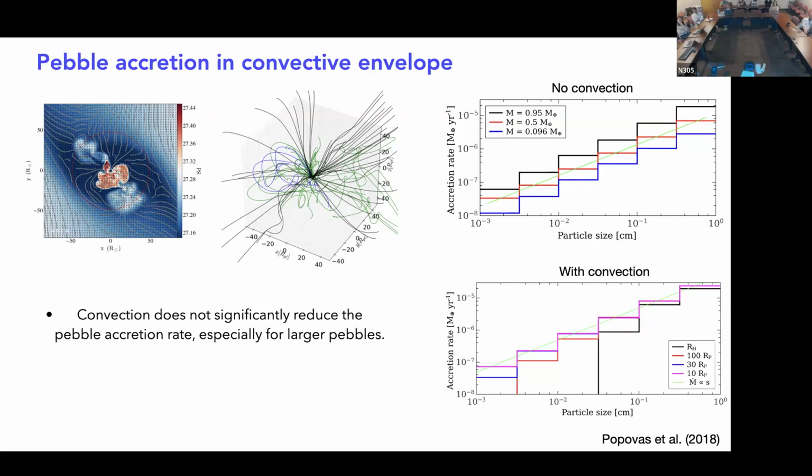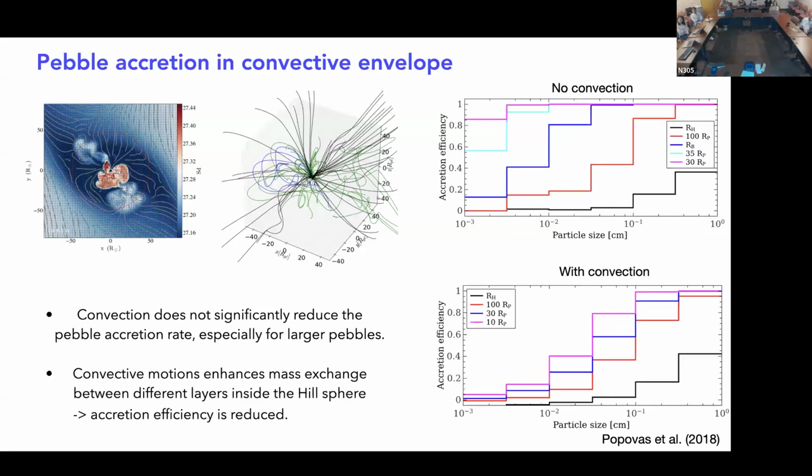If they measure the pebble accretion rate with convection and without convection, they actually don't see so much difference. And why is that? If we further measure the accretion efficiency, then it shows the difference. Without convection, the accretion efficiency remains at a fairly high level, especially for this purple line. But when convection is included, the accretion efficiency drops a lot, especially for the small particles. What's happening in the convective envelope is that convection is significantly mixing the materials, so it can kick out pebbles, but it can also bring in pebbles. That's why the overall pebble accretion rate is not changed.